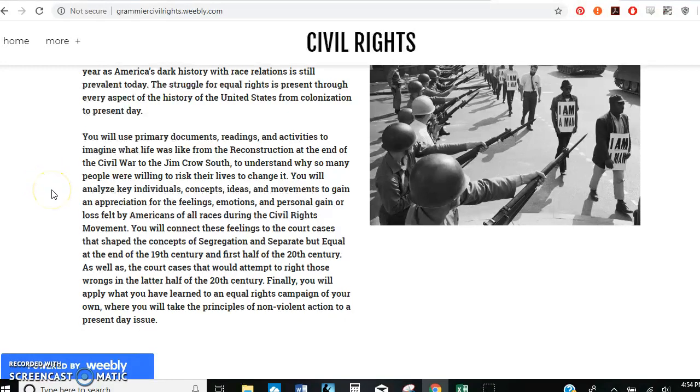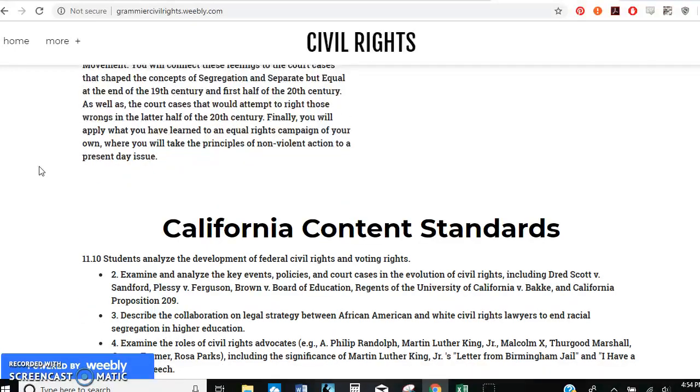You will connect these feelings to the court cases that shaped the concept of segregation and separate but equal at the end of the 19th century and first half of the 20th century, as well as the court cases that would attempt to right those wrongs in the latter half of the 20th century. Finally, you will apply what you have learned to an equal rights campaign of your own, where you will take the principles of nonviolent action to a present-day issue.